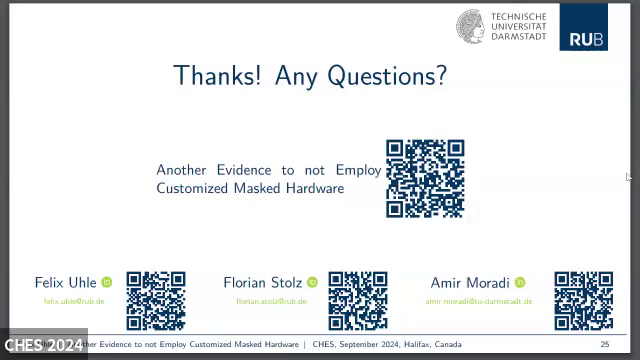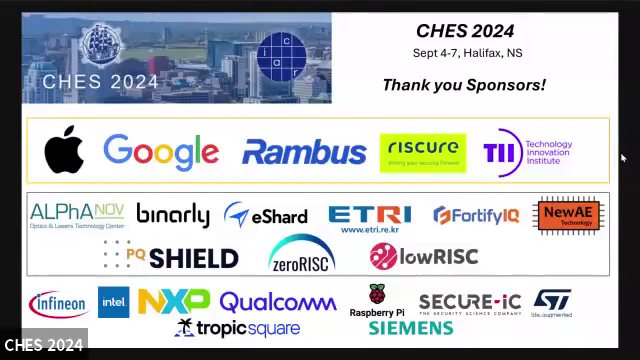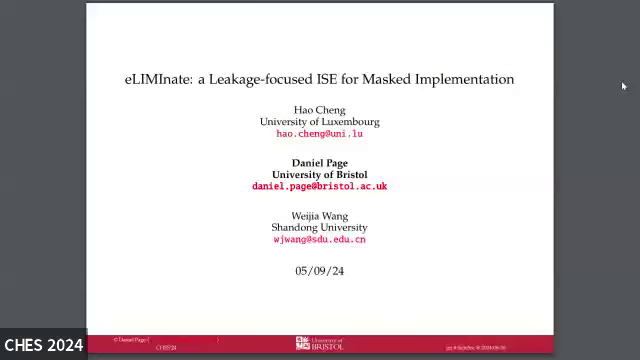Now, the next talk is highly related to the previous one. This is "Eliminate: a leakage-focused ISA for masked implementation." So this is doing kind of the thing that the title of the previous talk says not to do, but we are still doing it. This is given by Daniel Page, with co-authors Hao Cheng and Weijia Wang. So please.